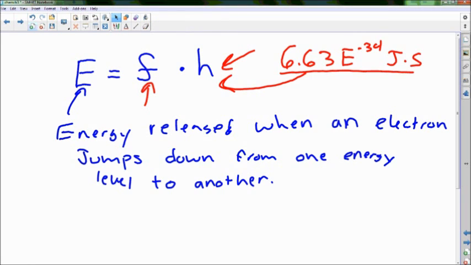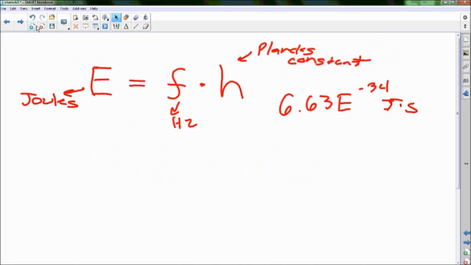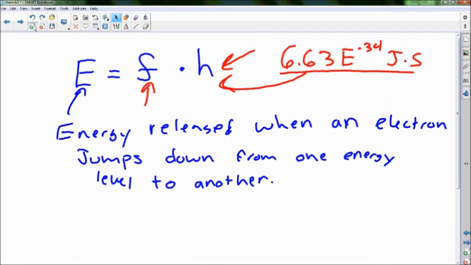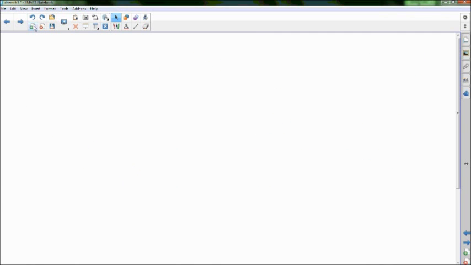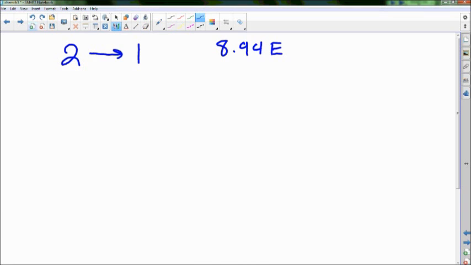So let's do an example problem. Let's say the energy level jump from an electron jumping from the second energy level down to the first energy level, we know is equivalent to about 8.94 e to the negative 17 joules.